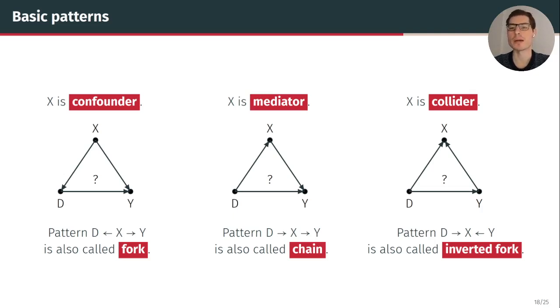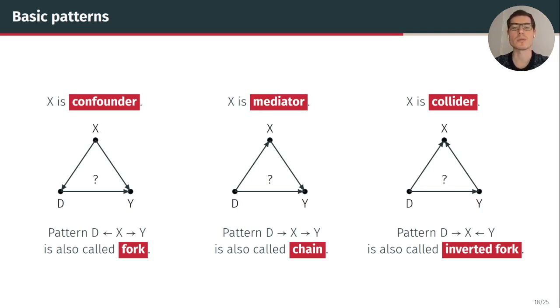And then we have a final pattern, in which X is a collider. So here we have 2 arrows, one going from D to X and the other one going from Y to X, and they collide in X. That's why it's called collider. It's also called inverted fork because now both arrows go into our X variable.